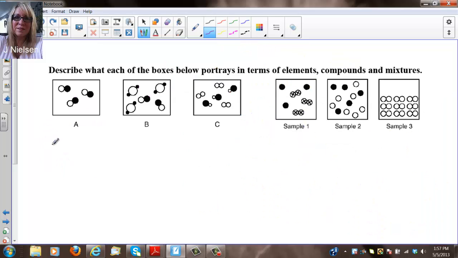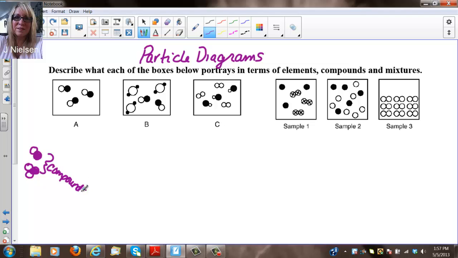Another important thing that we need to know is particle diagrams. These are called particle diagrams, and the Regents loves these, and you need to know how to draw them and interpret them. So before we even talk about these particle diagrams, let's talk about some simple things. So first of all, a compound is two or more different things chemically combined. So if I were to draw a compound as a particle diagram, this could be a compound because I have two or more different things bonded together. Maybe I have something that looks like this. So this could also be a compound. So these are examples of compounds. Two or more different things chemically combined.